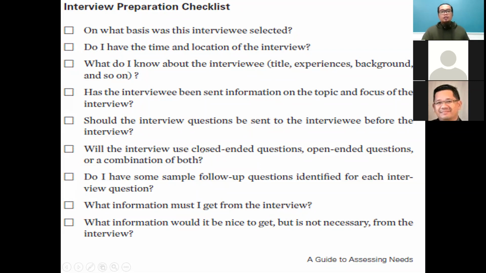Will the interview use closed-ended questions, open-ended questions, or a combination of both? Do I have sample follow-up questions identified for each interview question? What information must I get from the interview? What information would be nice to get but is not necessary? So this we call the guide for assessing the need in the interview preparation checklist.